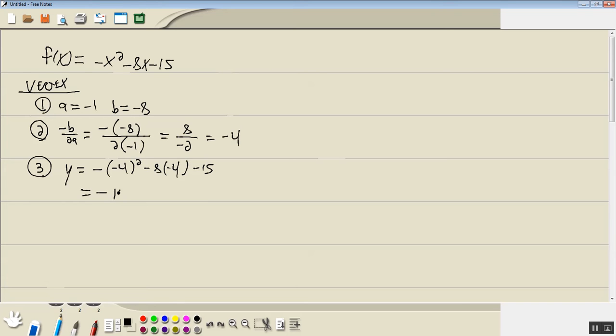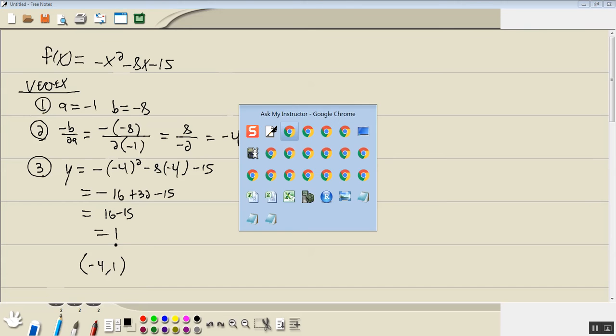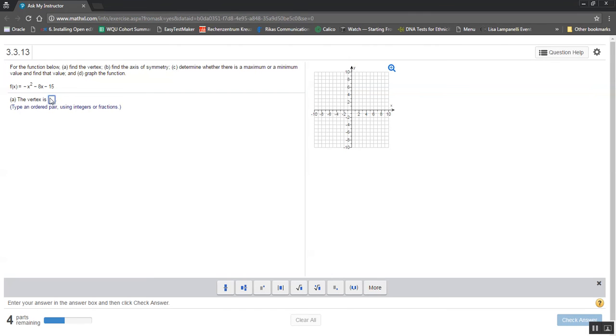Negative 4 squared is 16. This negative carries down. Negative 8 times negative 4 is positive 32 minus 15. Negative 16 plus 32 is 16, minus 15, which gives us 1. And this is the y part of our vertex. So our vertex will be negative 4, 1, assuming I didn't make a math error. Let's see. Negative 4, 1.